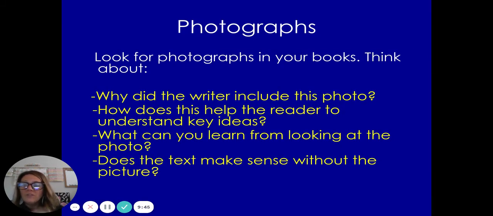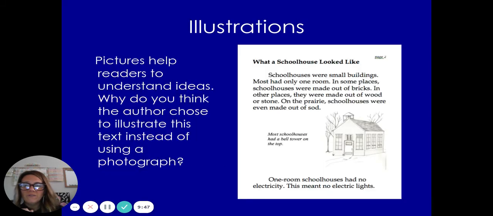Okay. And if you have a book, you can look for photographs. See if you can find a real life photo in your book. An illustration, remember, is what the illustrator draws. All books usually have illustrators, which draw pictures about what they're talking about. So this is what a schoolhouse looked like. Schoolhouses were small buildings. Most had only one room. In some places, schoolhouses were made out of bricks. In other places, they were made out of wood or stone. On the prairie, schoolhouses were even made out of sod, okay?